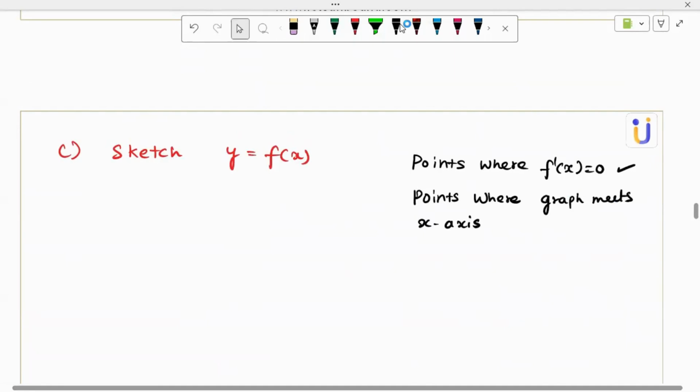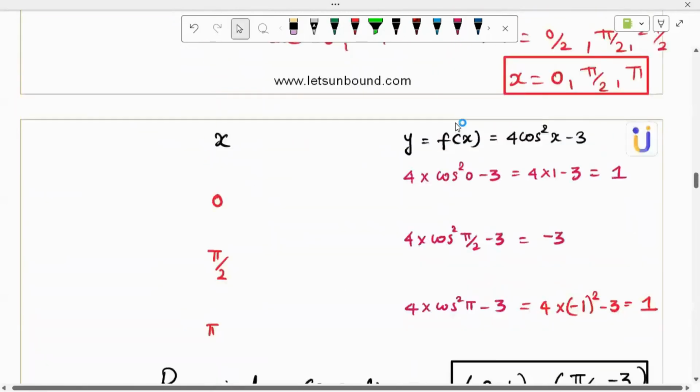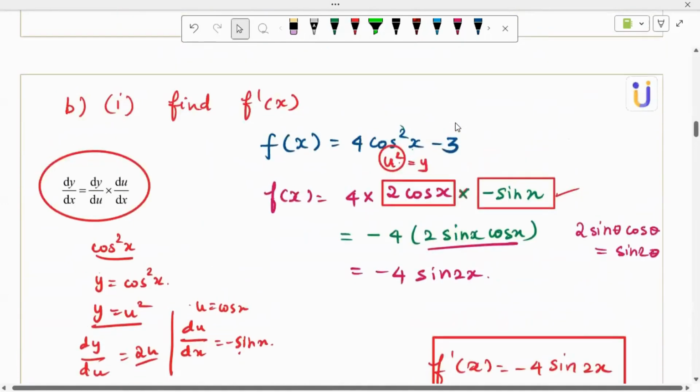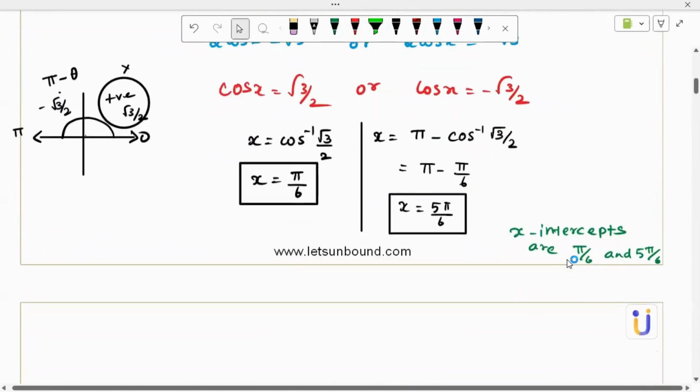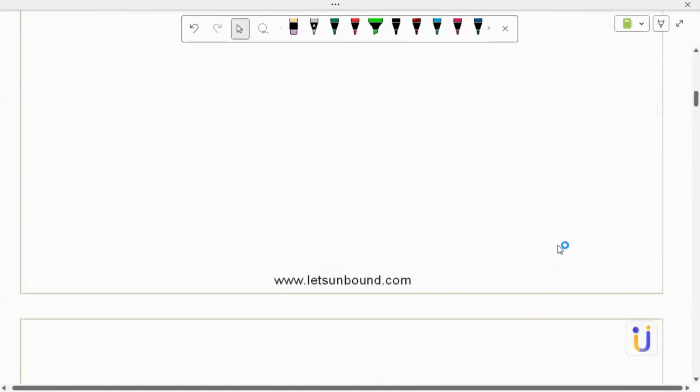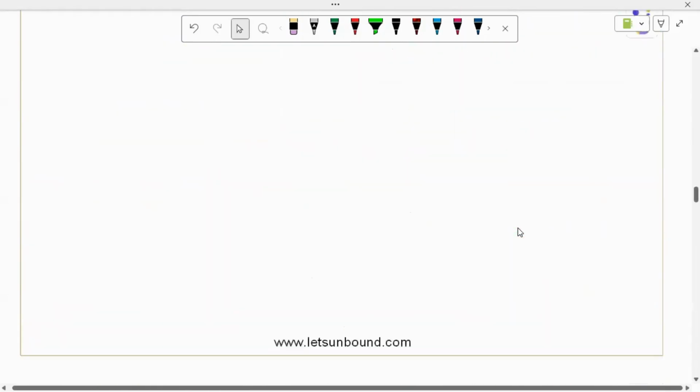And next is points where graph meets x-axis. Graph meets x-axis means what is my graph? f of x. If it meets x-axis, f of x is 0. So also we have solved this. f of x is equal to 0 also we have solved, which is the first part. Let me show you. This is the x-intercept. So pi by 6 and 5 pi by 6 should be clearly plotted in your graph. That's it. These already solved. So major part is done here.